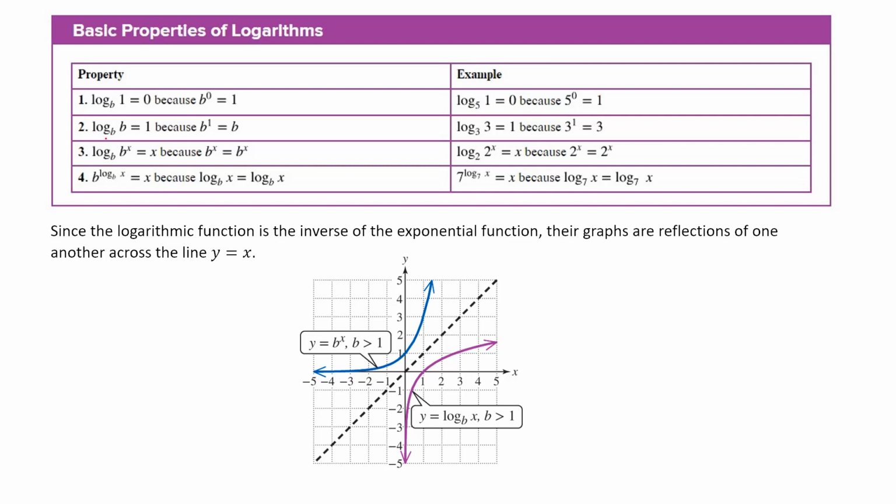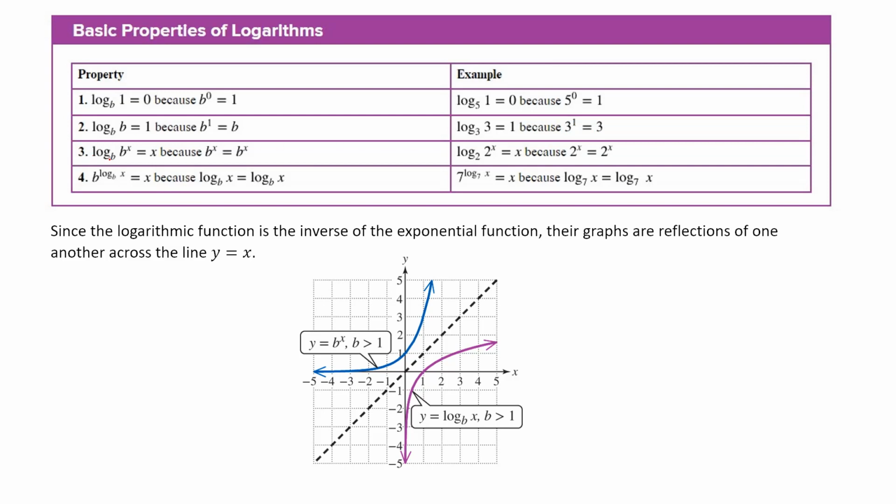All right, number 2, log base b of b is always going to be 1 because b to the 1 is always b. Therefore, if you have something like log base 3 of 3, you get 1, because what exponent do you put on 3 to get 3? 1. 3 to the first is 3.